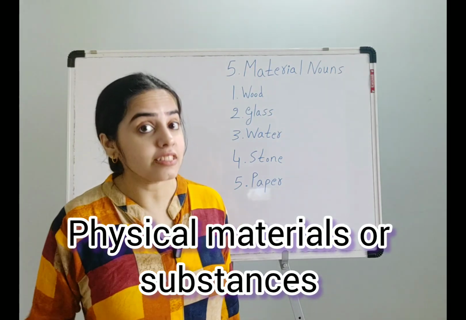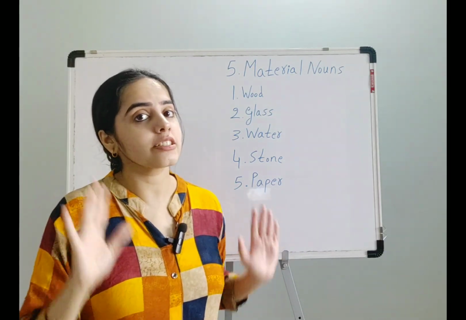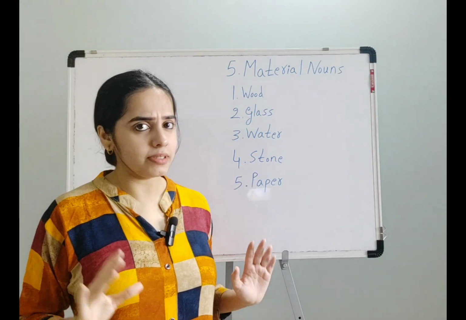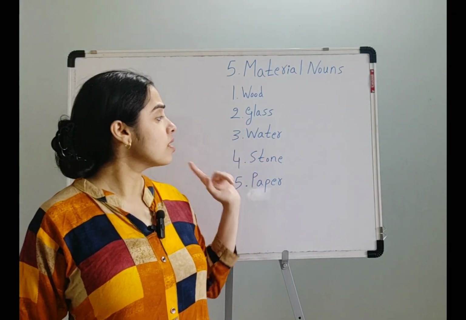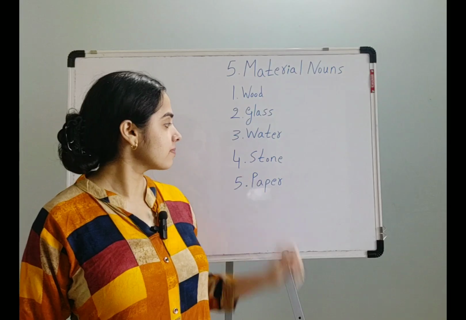Material nouns. Material nouns, also known as substance nouns or mass nouns, refer to words that denote physical materials or substances from which objects are made. Examples: wood, glass, water, stone, paper.